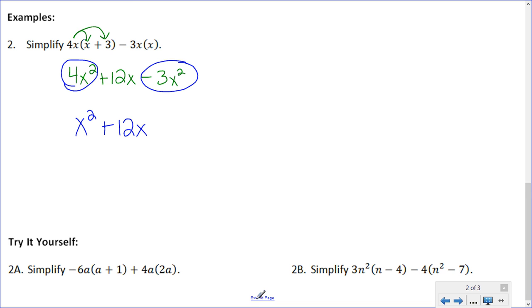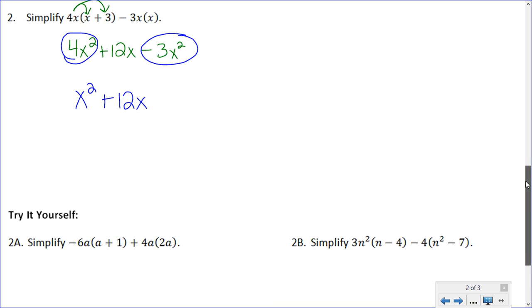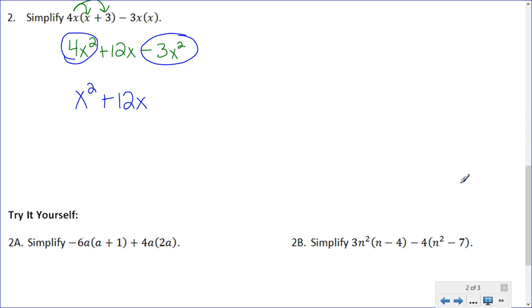Okay, so there are 2 try-it-yourself problems right below this for you to do. So pause the video, work through those 2, and when you're ready to check your answers, press play.